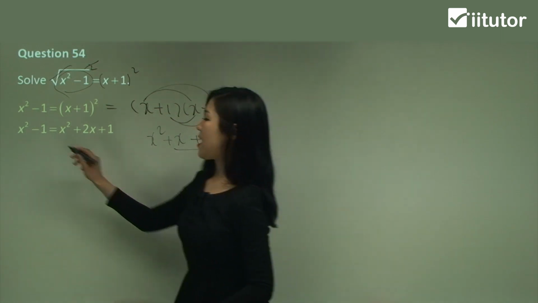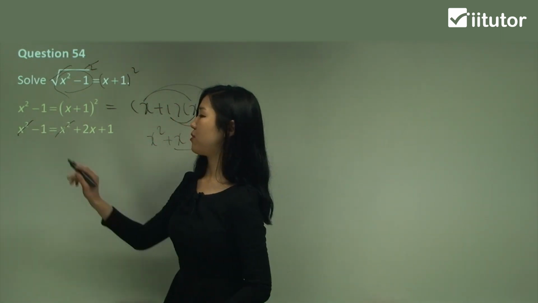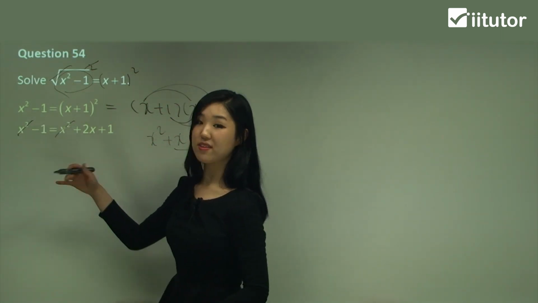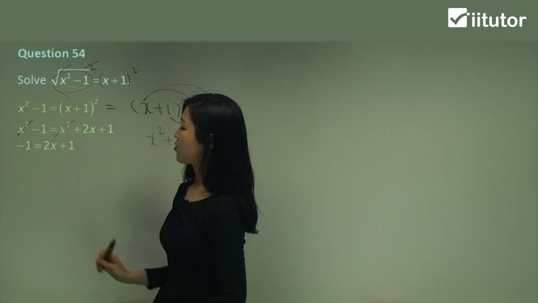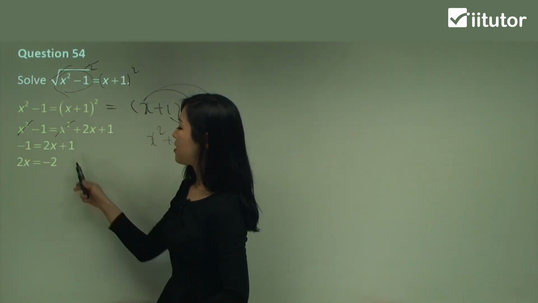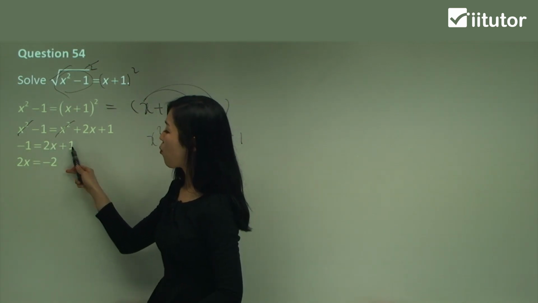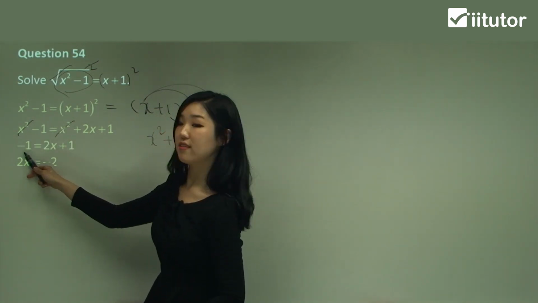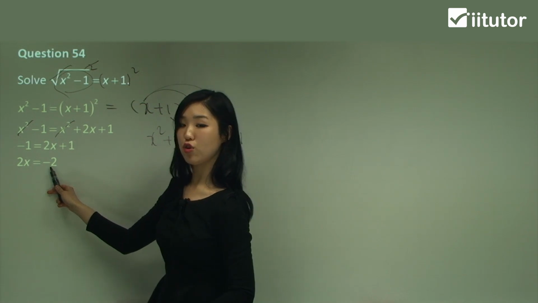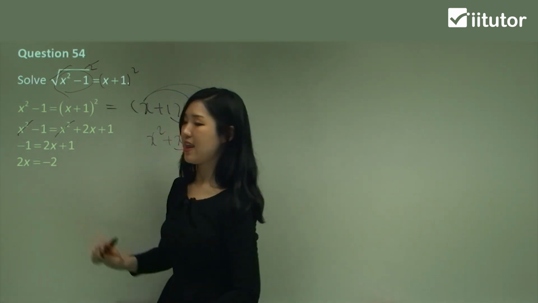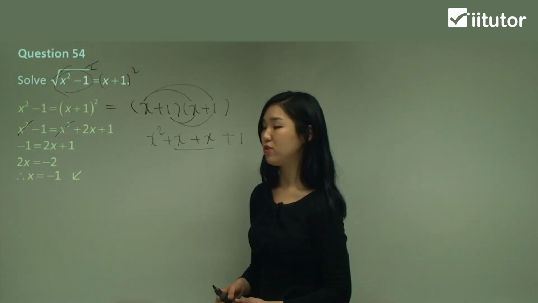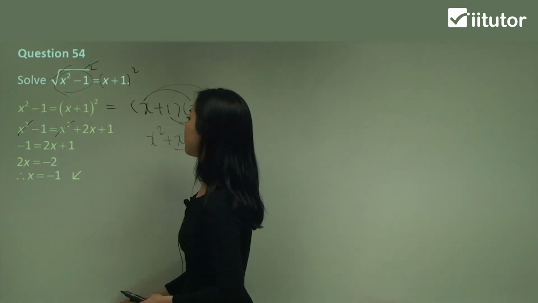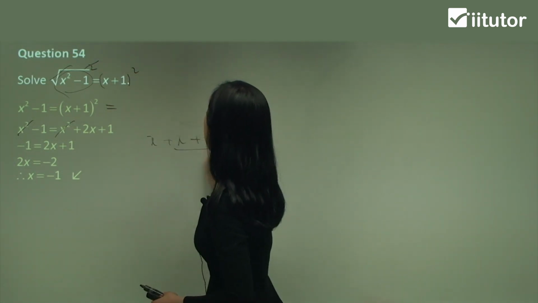And now you can see that the x squares actually cancel out, because x squared minus x squared is 0. And then if I move the 1 over to this side, I get negative 2. So 2x equals negative 2. So x will be negative 1, since 2x divided by 2 is negative 1. And that's it. So it's the same thing over and over again.